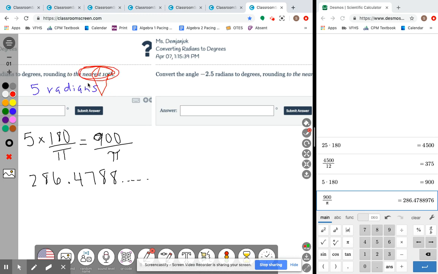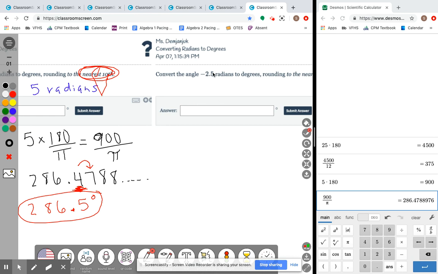I want to round it to the nearest tenth. Nearest tenth means that you want to have only one decimal in your answer, and you need to make sure that it's rounded properly. I'm going to look at what's to the right of that number. Since this 7 is greater than 5, that tells me that I want to round this 4 up. So I want to round it to 5. So I have 286.5 degrees as my final answer.